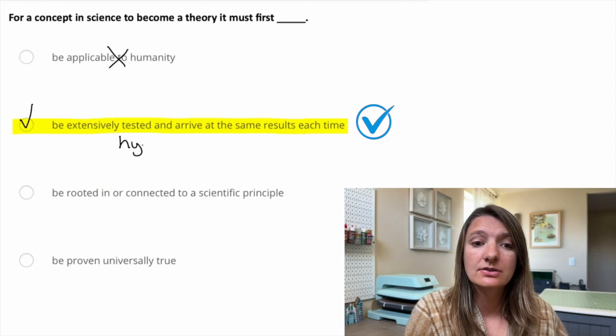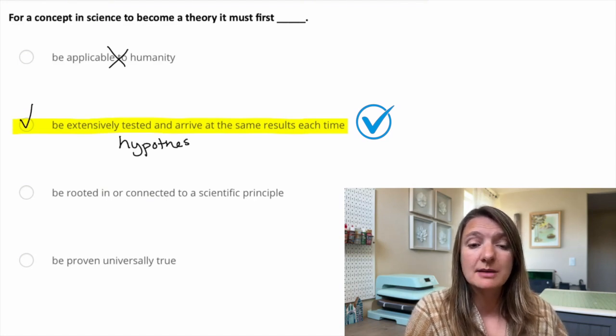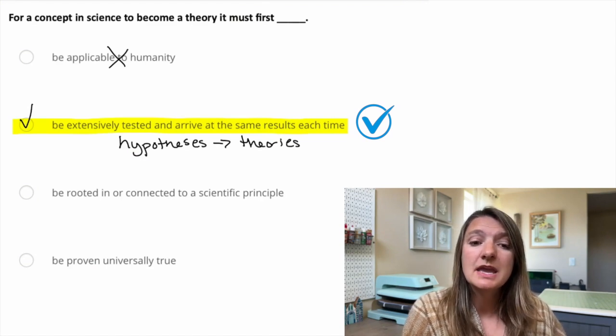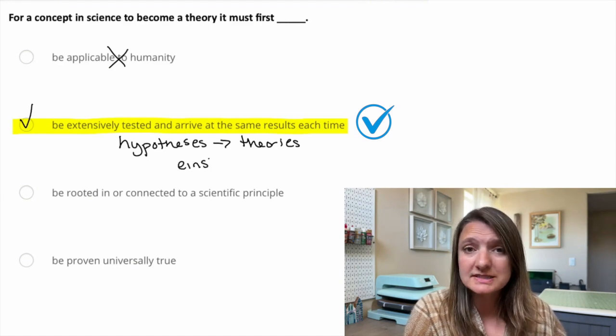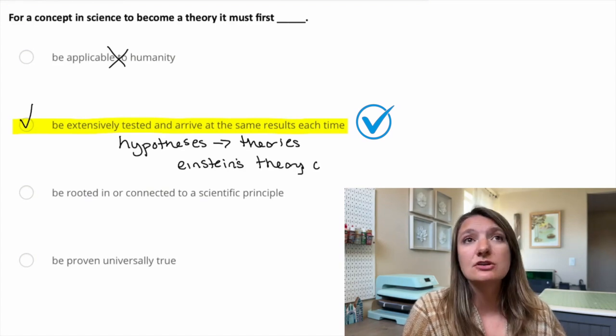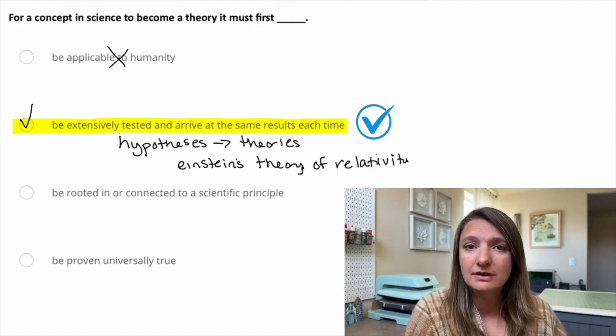So for a theory to actually form, we first have to have a hypothesis. Those hypotheses then become theories. And as new observations come up, hypotheses can change and theories can then change. An example of a theory would be Einstein's theory of relativity. That's just one example, where Einstein stated different interactions between matter, time, energy, and space.